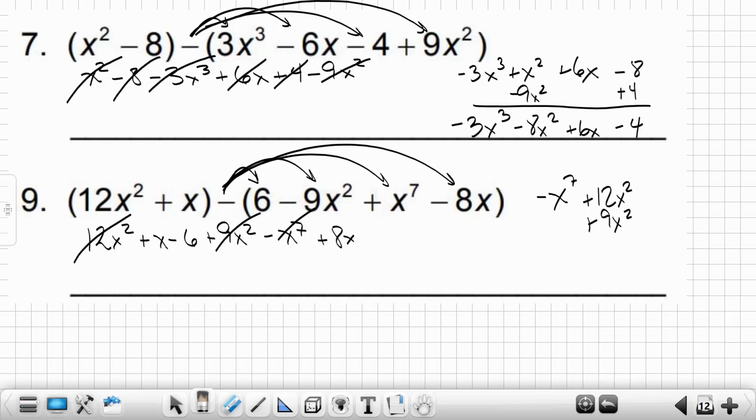Kalani, what's the next highest? 8x. Any other x's? 1x. Combine like terms.